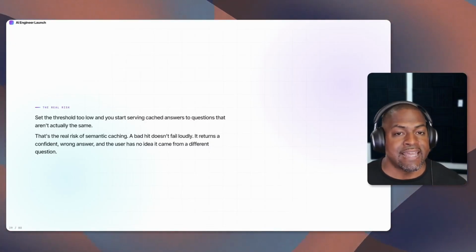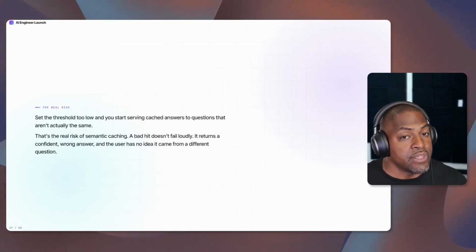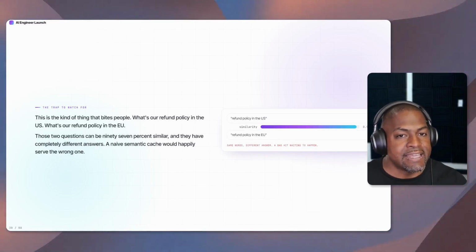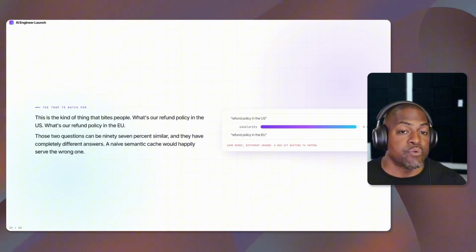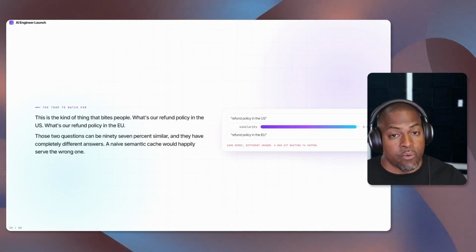What's our refund policy in the US? What's our refund policy in the EU? Those two questions can be 97% similar, and they have completely different answers. A naive semantic cache would happily serve the wrong answer to each one of them.